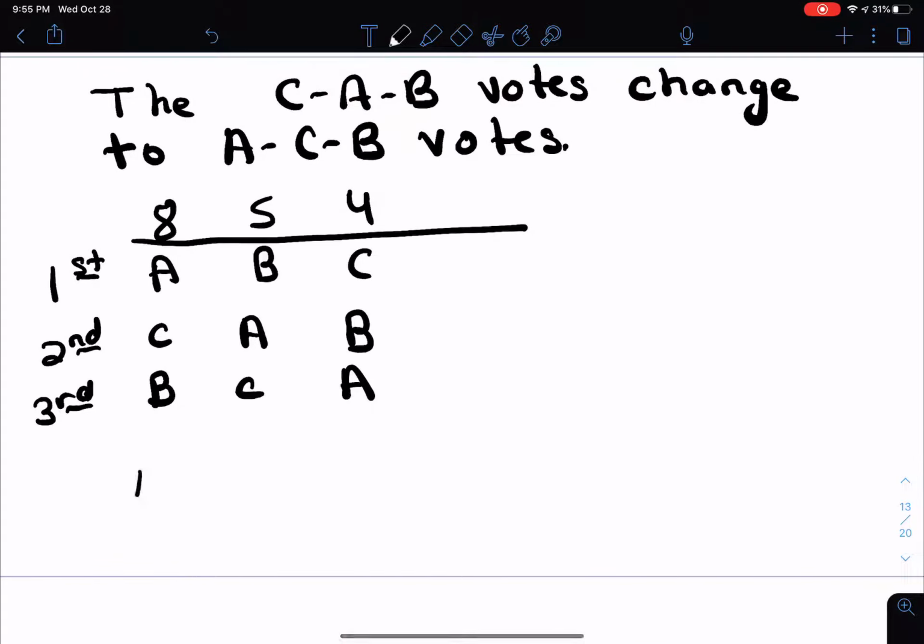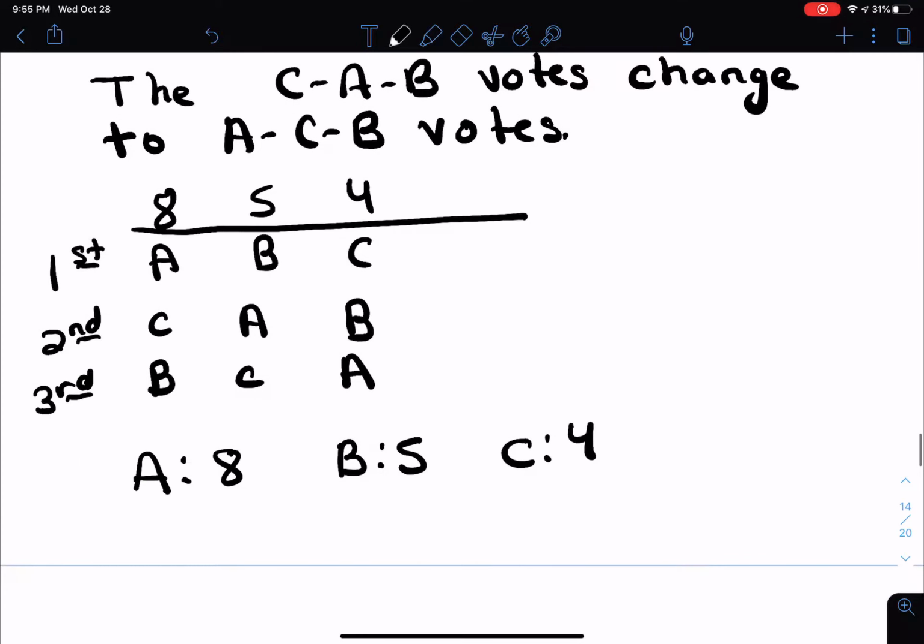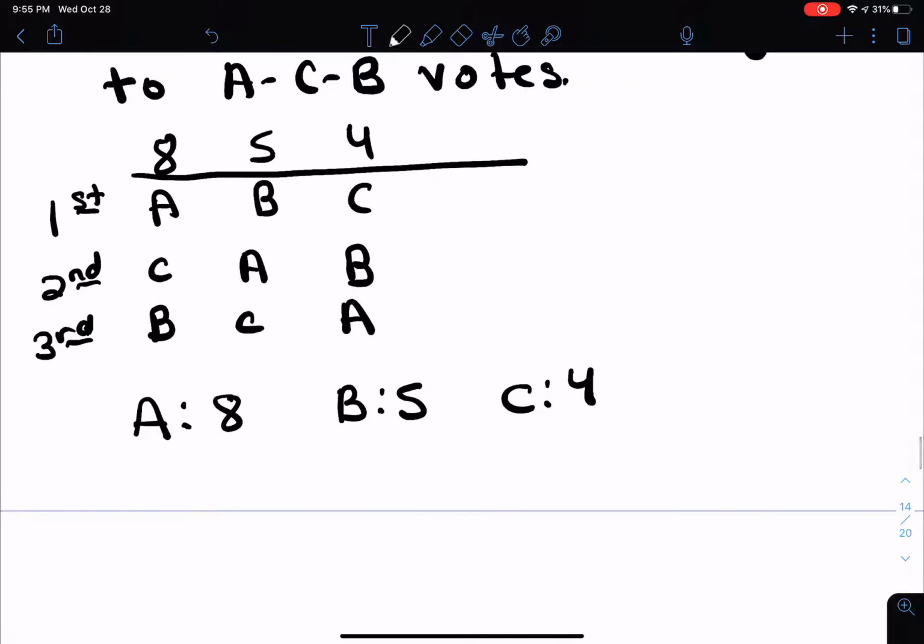All right, A this time has 8 first place votes. B has 5. C has 4. So what happened here? A gained support. C lost support. But with 17 voters, we still need 9 or more. Okay? So C lost support in this new election. A gained it, but it wasn't enough.